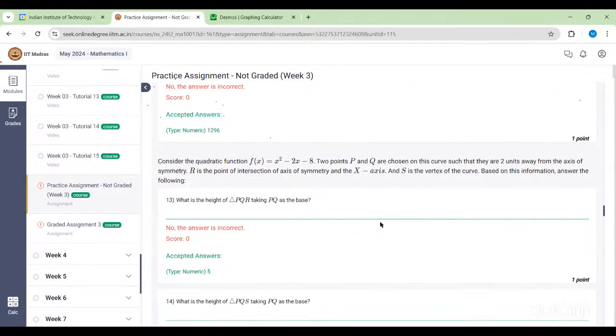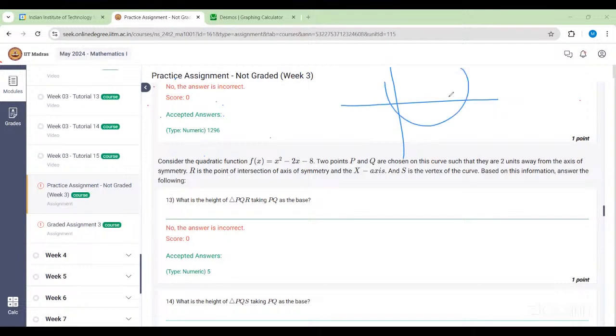So what is the height of triangle PQR, if PQ is the base? Consider quadratic function f of x. 2 points P and Q are chosen on this curve such that they are 2 units away from the axis of symmetry. Okay, and R is a point of intersection of the axis of symmetry and the x-axis. Okay, so you can choose these 2 points. So it says that it's an upward parabola, right? So it's an upward parabola with vertex somewhere.